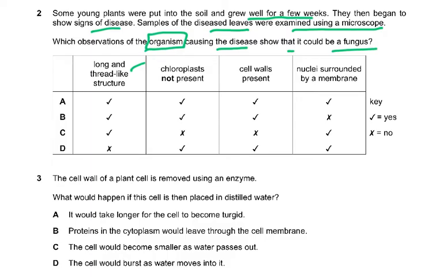Yes, so it has to be a tick. Chloroplasts are not present. Cell walls are present. Yes. Nuclei is surrounded by a membrane. Yes. So that is why the answer is A.